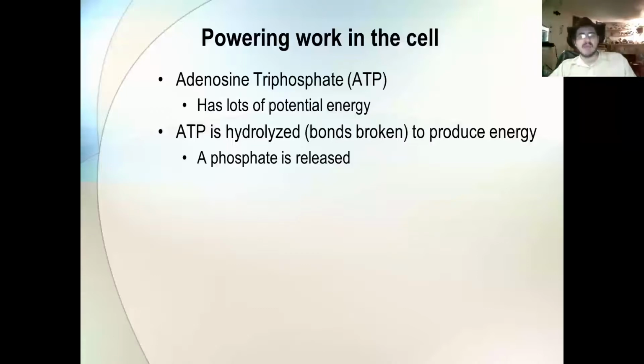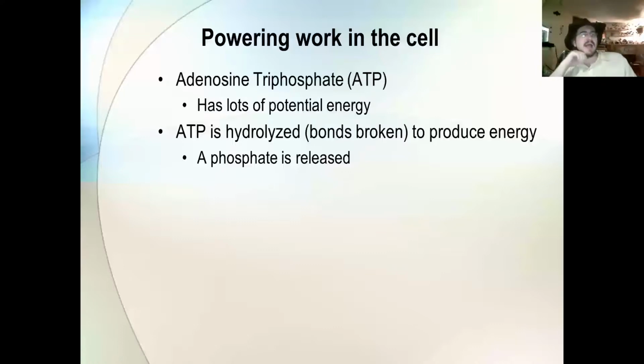When it's hydrolyzed, it produces energy. And when it's hydrolyzed, you release a single phosphate. So ATP, adenosine triphosphate, loses one of its phosphates. So I wonder what it's abbreviated as when it only has 2 phosphates.